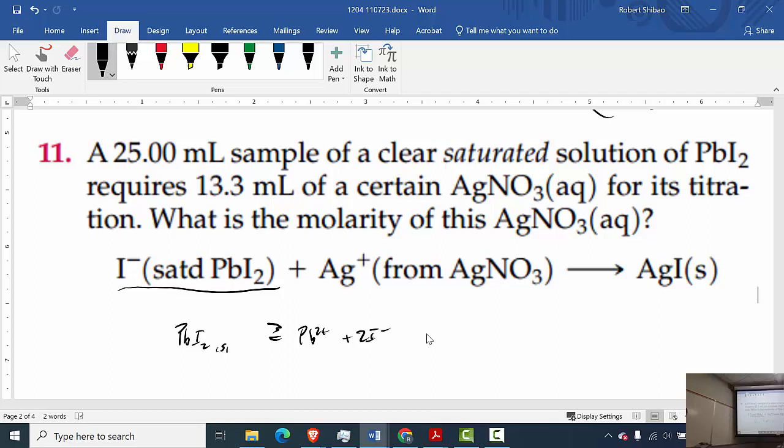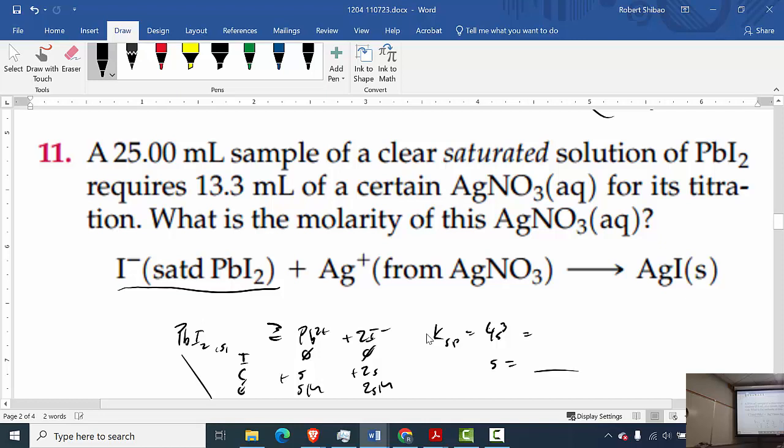Since PbI2 is a solid, I'm going to start the ice table over here, and we're just going to completely ignore that. And so we'll just say there's 0, 0, S plus 2S. And so at equilibrium, we're going to get S molar and 2S molar here. And then we see that KSP is equal to 4S cubed. And then we need the KSP value for this. And then we calculate what S is. And then we calculate what iodide is, which is going to be 2S.